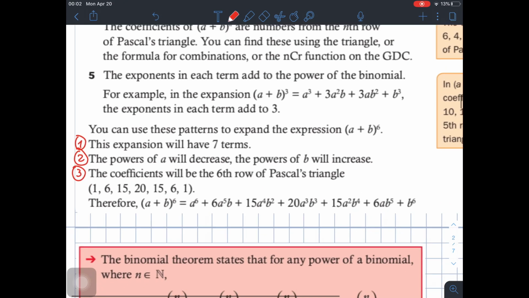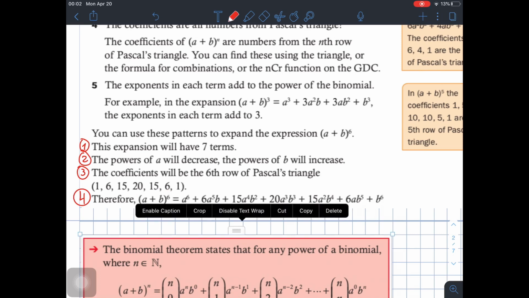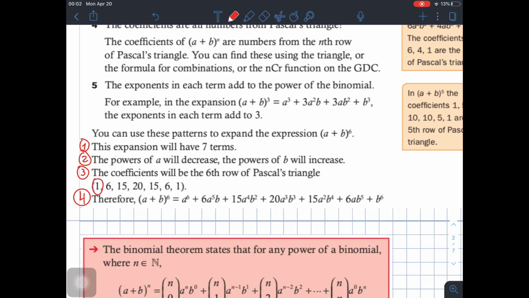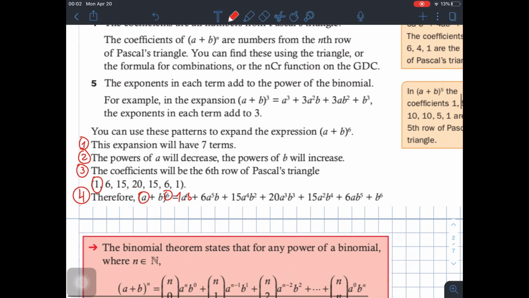So finally, if we use all of those properties, we would get that the expansion, a plus b to the power of 6, is the coefficient, which is 1, a to the power of 6. Remember, a begins with the maximum power, and b begins with the minimum power, right? B to the power of 0. Then the second term would be 6, which is the coefficient in Pascal triangle, times a to the power of 5 times b to the power of 1, right?